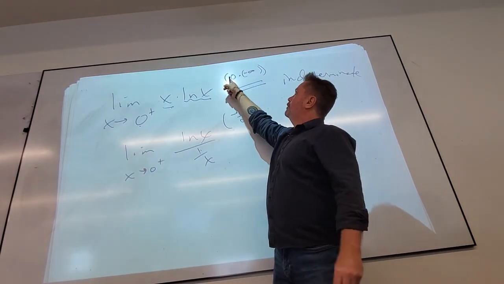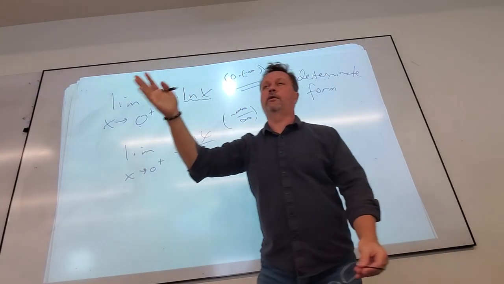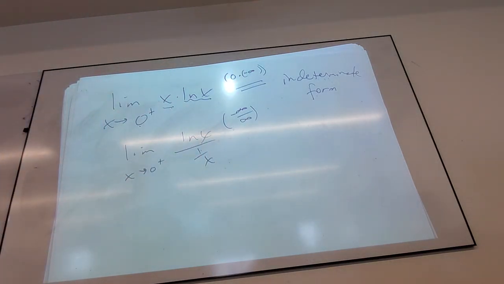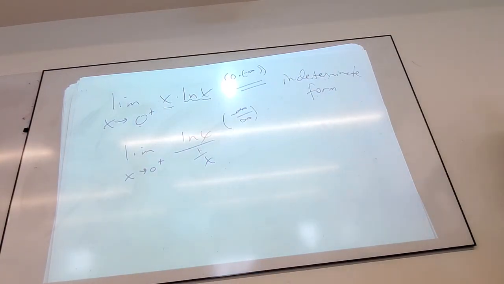So anytime you have 0 times infinity or negative infinity, doesn't matter what flavor infinity, you can take one of the pieces and make it 1 over that thing. I'm not going to make 1 over ln of x because I don't have to, and I don't want to do that derivative. I'm going to make 1 over x. It's better, yes? But you could choose the other way, and then I would worry about you.